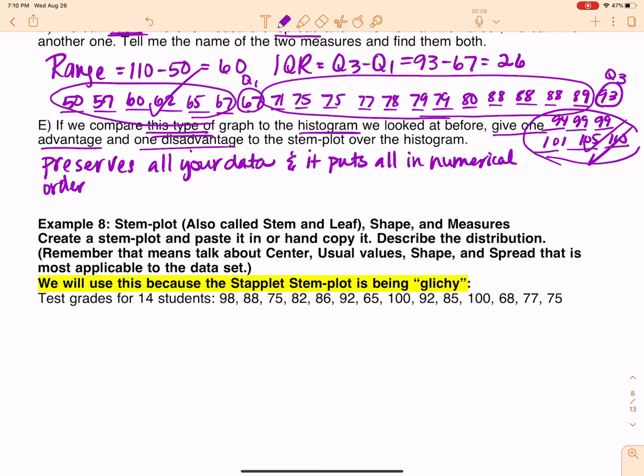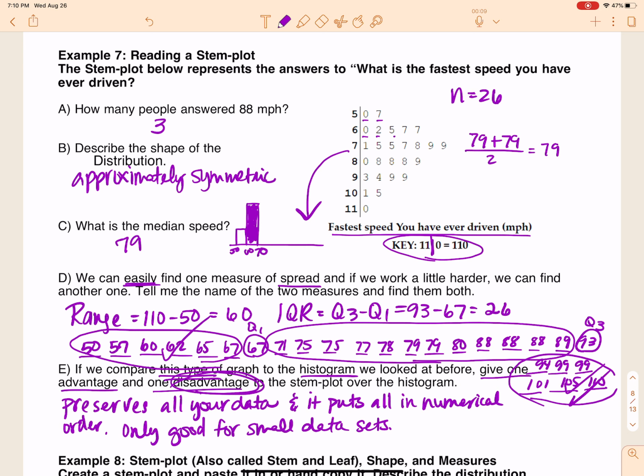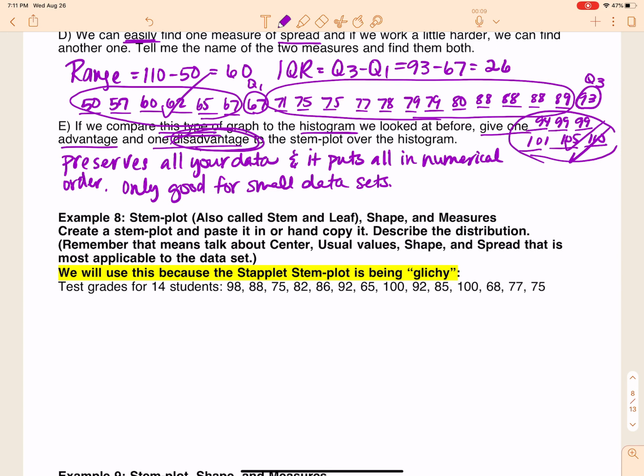Now, one of the disadvantages of a stemplot is that it is only really good for small data sets. Now, I want you to think about why. If you were writing this by hand, a stemplot's pretty easy to write out because you're just writing out the numbers after you put them in order, least to greatest. So you wouldn't want to do this with 100 pieces of data. That would be a nightmare. So a histogram works way better with a larger data set.